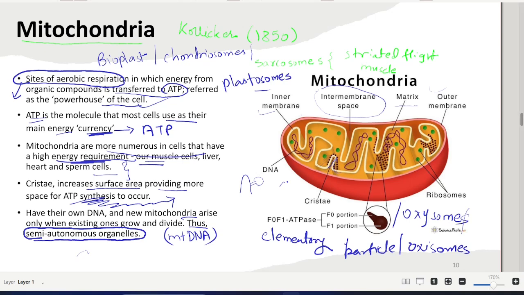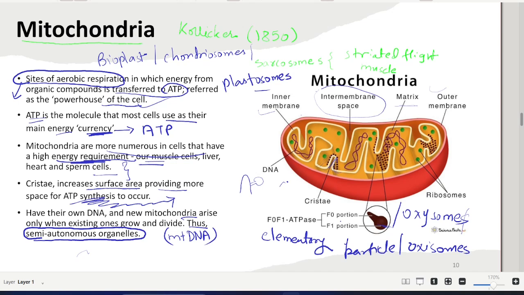The oxisome has a head and stalk. This is the head, you can see here. This is the F1 particle, and likewise F0 is the stalk that is projected outwardly, and the F0F1 complex has the ATPase enzyme for oxidative phosphorylation, which is the main source of ATP generation.